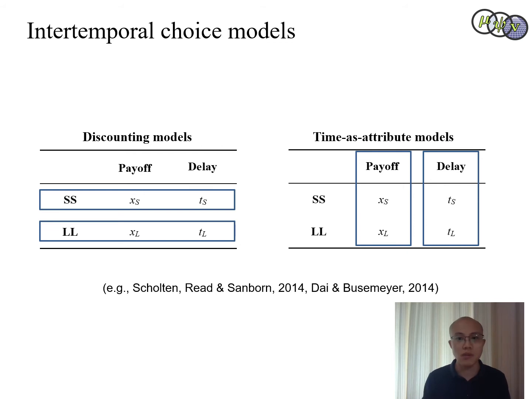By contrast, time as attribute models for intertemporal choice assume that people may make attribute-wise evaluations. In a standard intertemporal choice between a smaller sooner and a larger later option, participants will likely first evaluate the difference between the two payoffs, to see to what extent the larger payoff, XL, is better than the smaller payoff, XS. Then, likewise, people will evaluate the difference between the two delays. The final choice is based on the trade-off between the payoff difference and the delay difference.